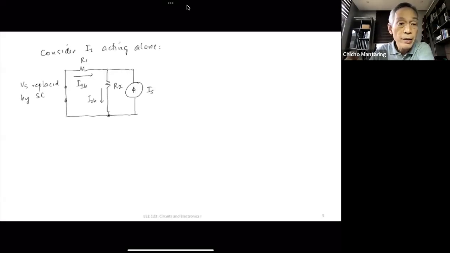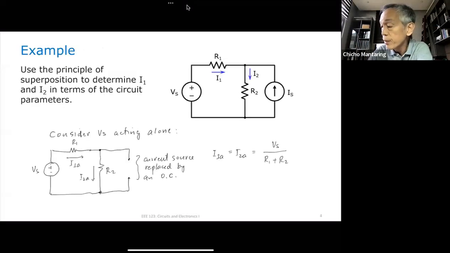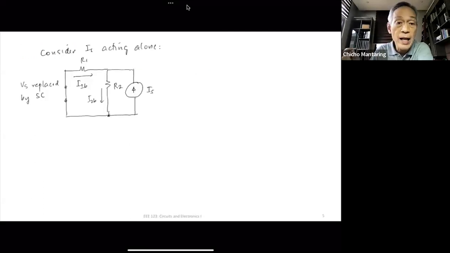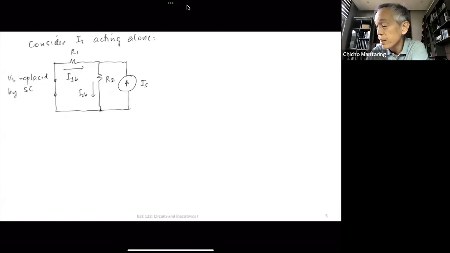Take note that the reference direction of I1 and I2 should be consistent with the reference directions given in the original problem. In other words, if I1 is from left to right, consistently dapat when you consider VS acting alone, it's from left to right. And when you consider IS acting alone, it is also from left to right. Okay.